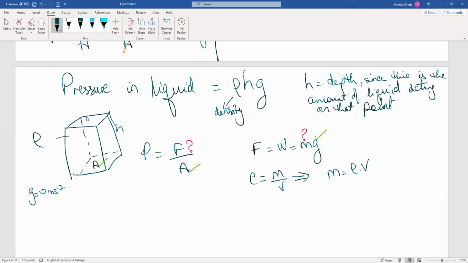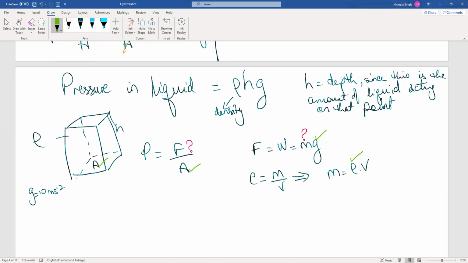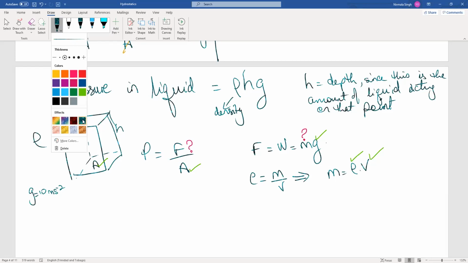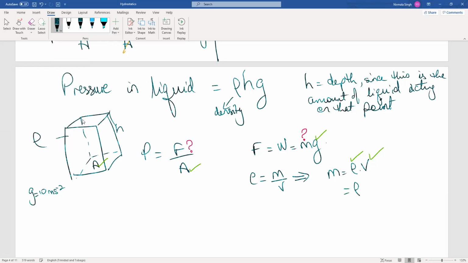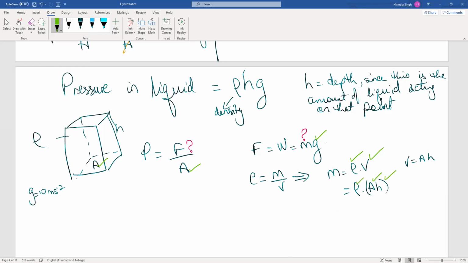And if you look on our diagram, we have been given both density and volume of our container, where we could work out the volume of our container. So that's going to be density by your area by H, because your volume is your base area by your height. So we have all the terms we've been given now. So let's go ahead and work out how to get our pressure in a liquid.